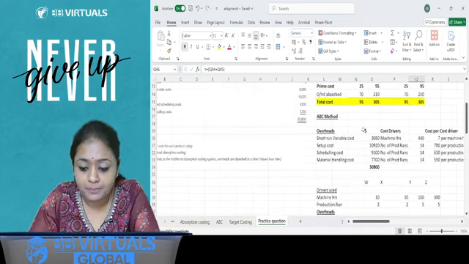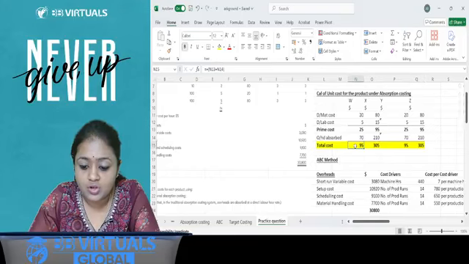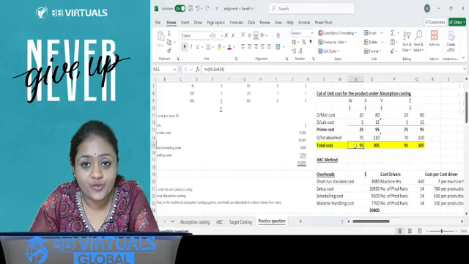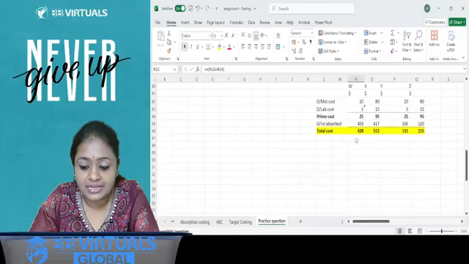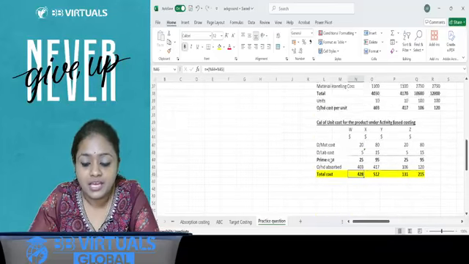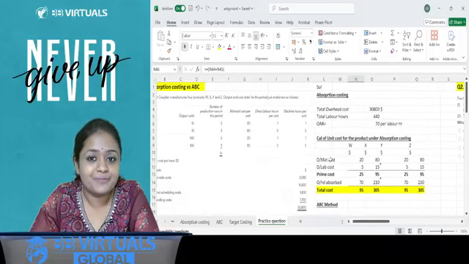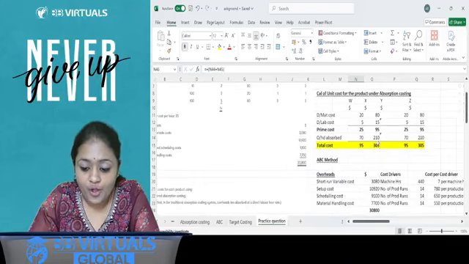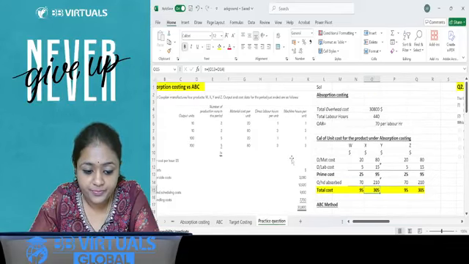For product W, total cost was 95. Total cost was only 95. And here I'm getting a huge difference. It's 428. Again, for X, the total cost was 305.